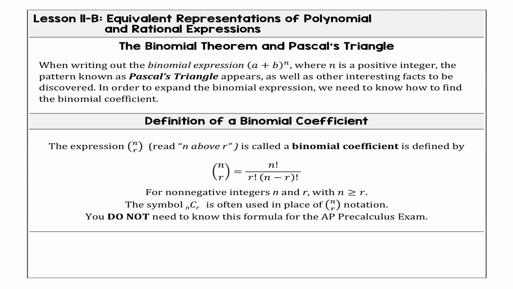If you look right here, it says the expression n above r, read as n above r, is called a binomial coefficient. When you see a binomial coefficient n above r, this is the operation that you're following.